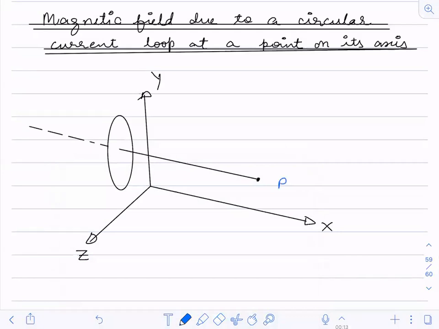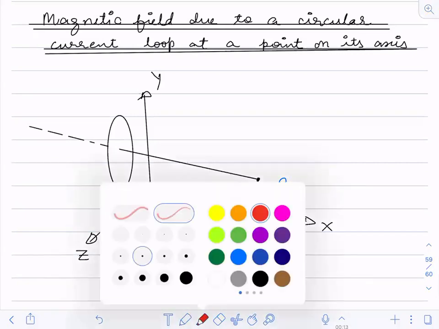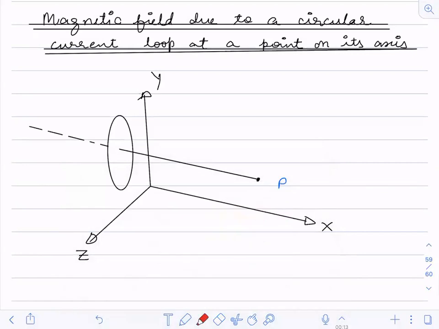So we'll go back to our basics. What is that? We'll try to take the element. There also you had taken an element, and that element had a charge dq. So this also has an element. That element is here. So this is my element. Understood?